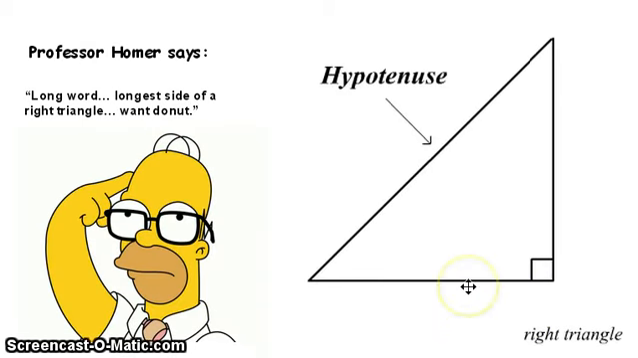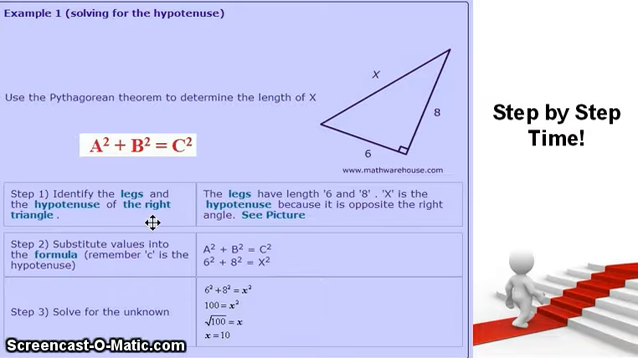How do you remember that word? That's a really long word, and it's the longest side of the triangle. That seemed to work my whole life. I've pretty much never forgotten it. It's also the only one that's not touching the right angle. It is opposite of the right angle. Hypotenuse. Let's try an example of this.